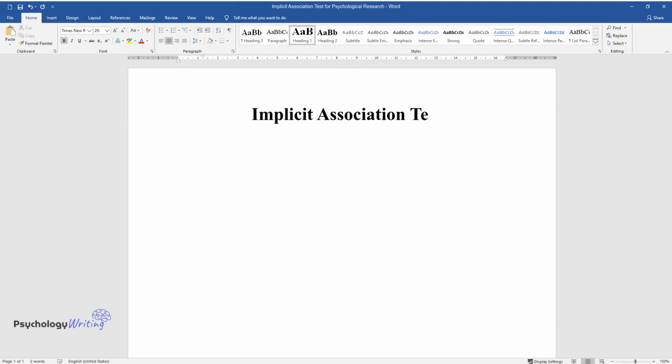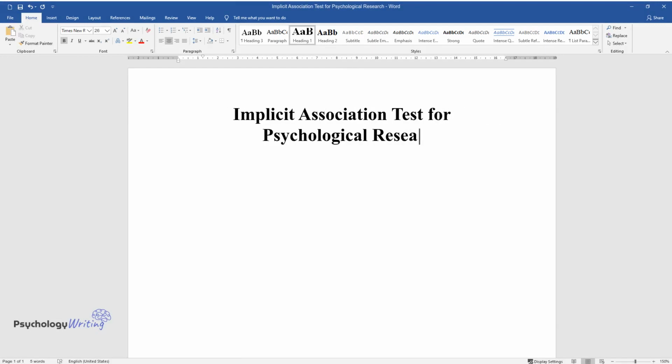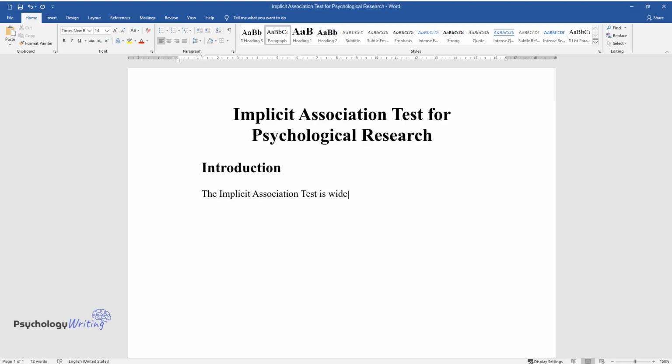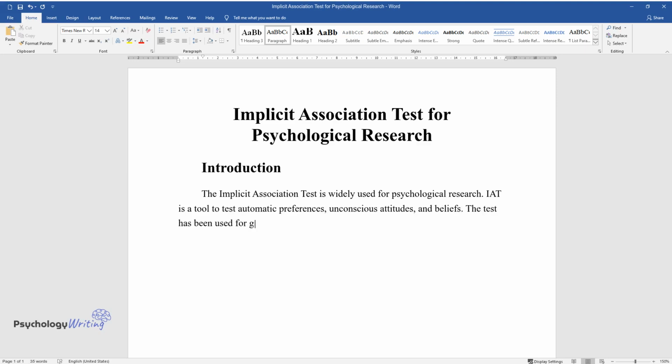Implicit Association Test for Psychological Research. Introduction. The Implicit Association Test is widely used for psychological research. The IAT is a tool to test automatic preferences, unconscious attitudes, and beliefs. The test has been used for gender, sexuality, age, racial groups, and religion.